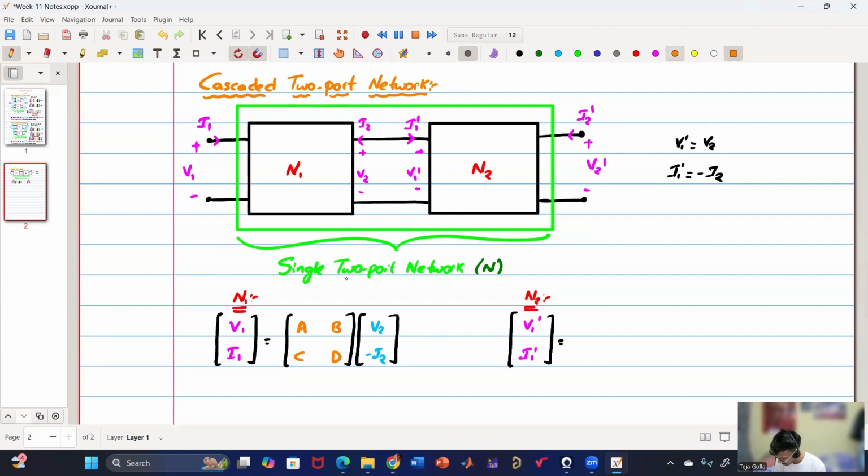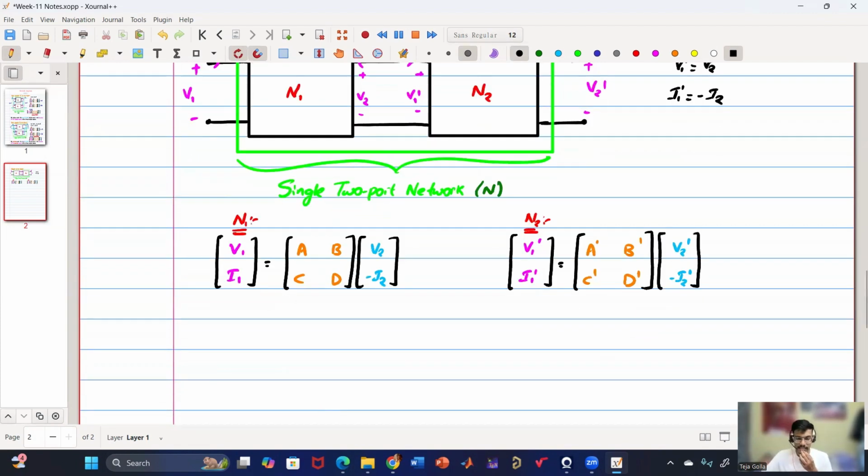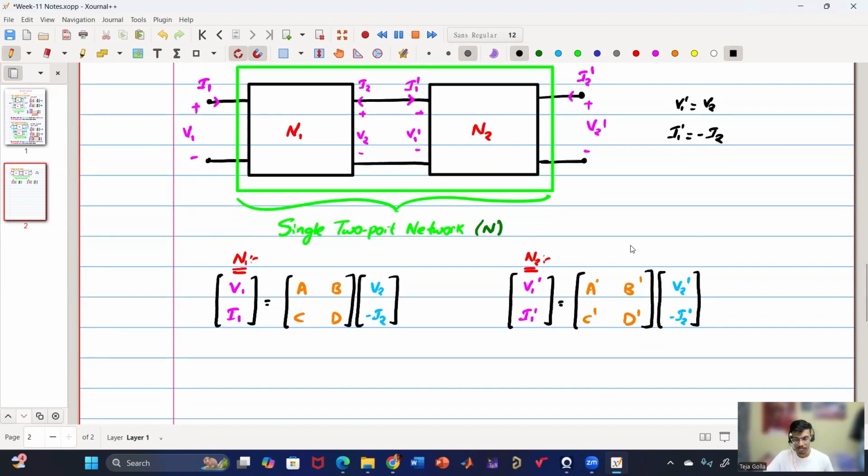It is equal to, let the matrix be A dash, B dash, C dash, and D dash. And then the output voltage is V2 dash and minus I2 dash. Okay, so is this clear until this step? Everyone?